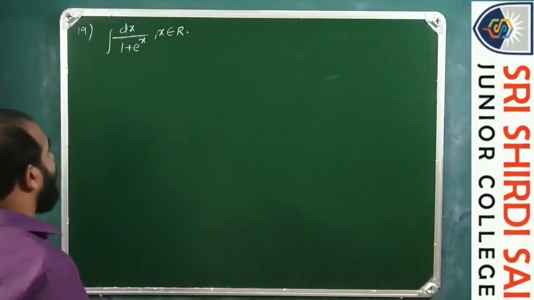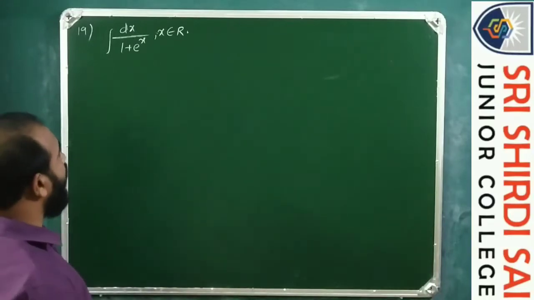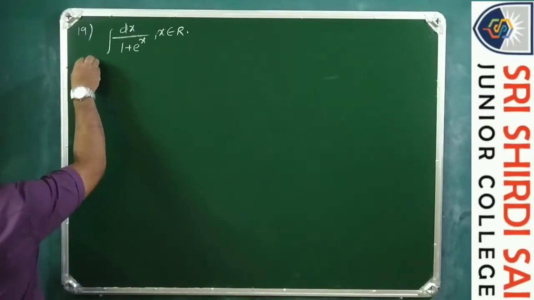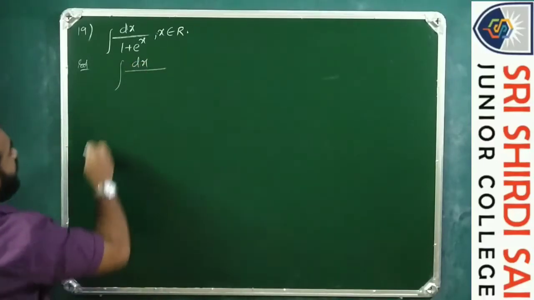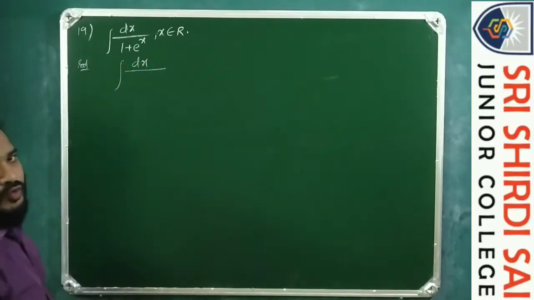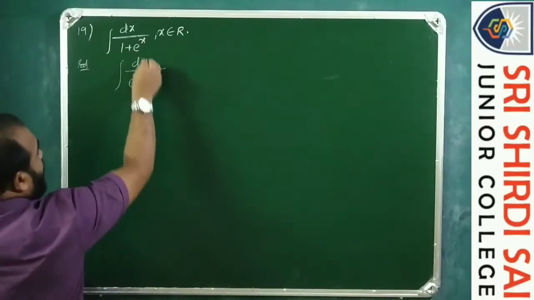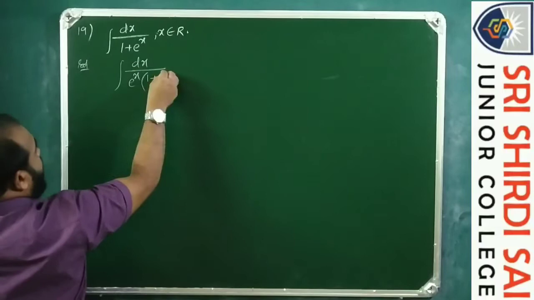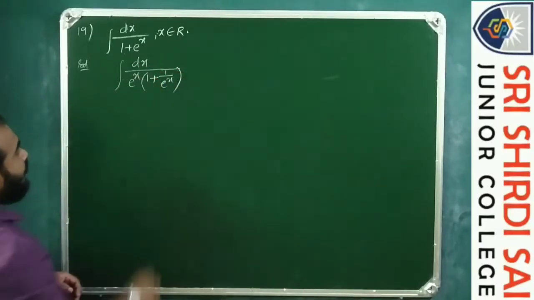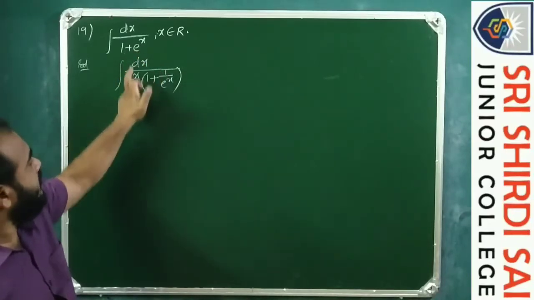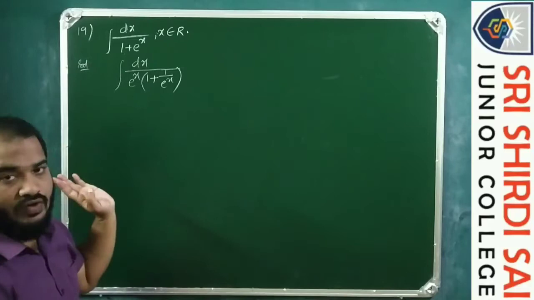Integral dx by 1 plus e power x, where x belongs to R. So this is equal to integral dx by 1 plus e power x. Let us take e power x as common. So then 1 plus 1 by e power x. So e power x into 1 is e power x, e power x into 1 by e power x, e power x gets cancelled, we are left with 1.